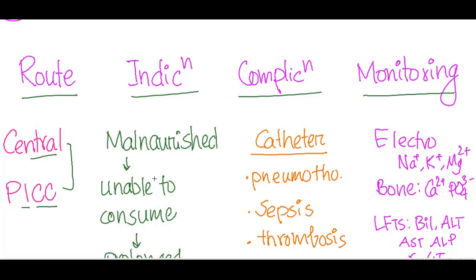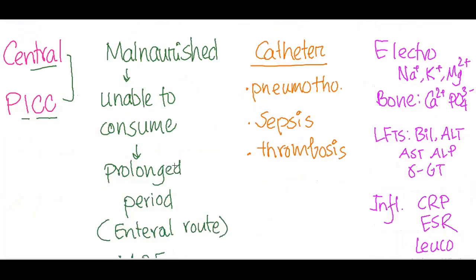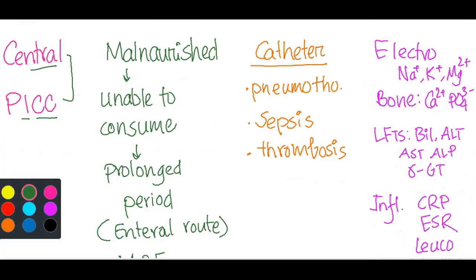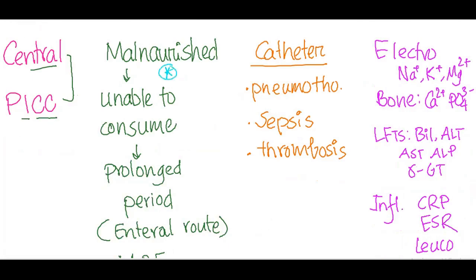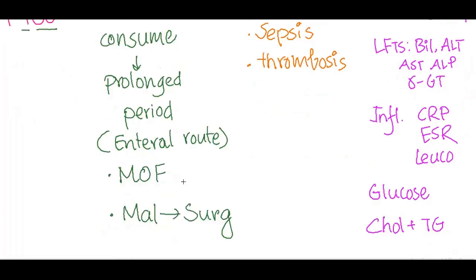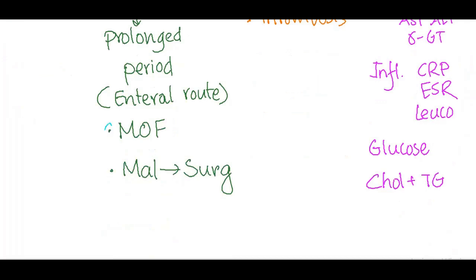When do you use TPN, or what are the indications? First of all, you use them in patients who are malnourished, and who are unable to take feed through oral route due to some reasons, maybe some GI disease, or maybe they have multiple organ failure, or maybe they are going to have a surgery. So any malnourished patient who is going to have a surgery, you have to give TPN.